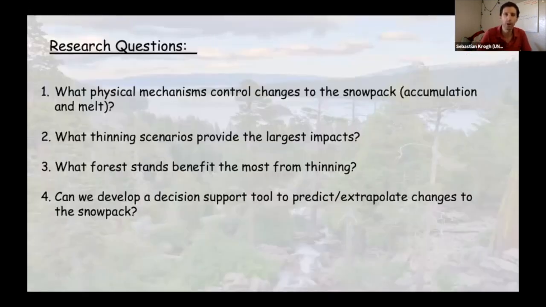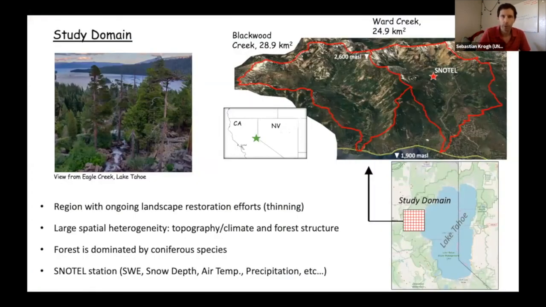So the main questions that I'm going to address today are: what physical mechanisms control changes to a snowpack, both in accumulation and melt? What thinning scenarios provide the largest impact? What forest stands benefit the most from thinning? And can we develop a decision support tool to try to predict and extrapolate changes to the snowpack? So I'm going to try to go quickly through these.